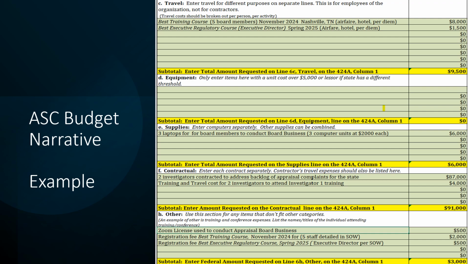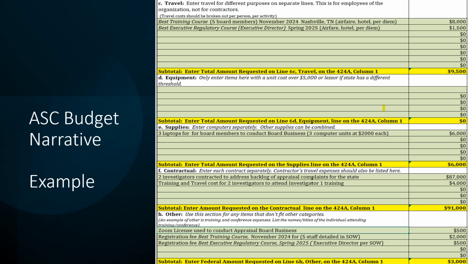Everything here is the contractual line. So an example here, we are contracting 2 investigators to address the backlog of appraisal complaints for the state. We estimate that would be $27,000. And then we also have a line for training and travel costs for those 2 investigators to attend investigator one training and in-person training. So that would be $4,000 estimated.